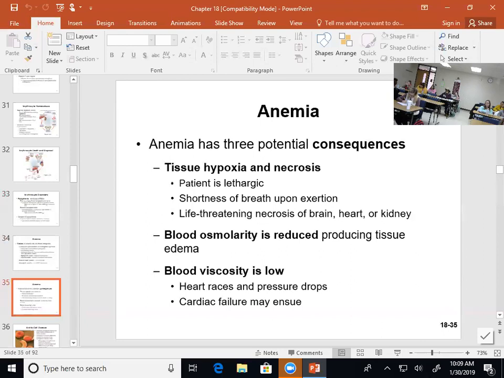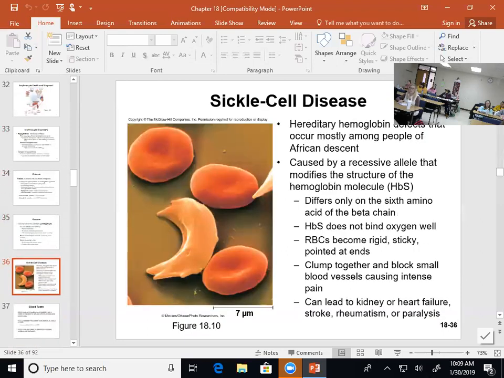So you have to think about how these things are happening, but they really do. Some of the other things going on: the osmolarity, we said, is going to end up leading to edema, which is putting pressure on the tissues and the heart. Viscosity, again, heart failure. This is what you're worrying about with that. Sickle cell disease.